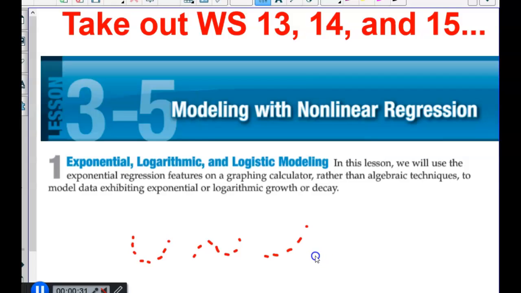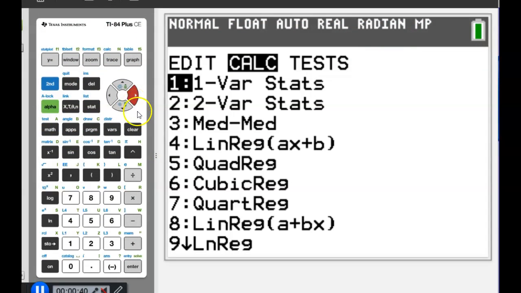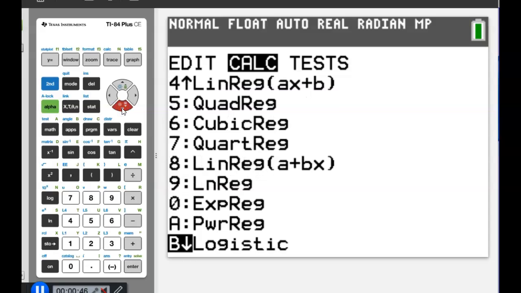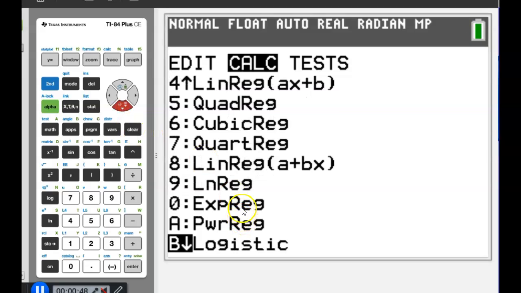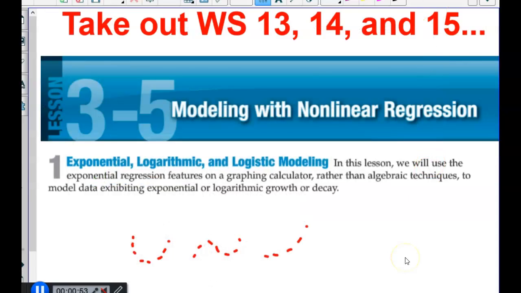Do you remember we explored all those different places under the regression menu, which was stat, right arrow, and there was all these things: quadratic, cubic, quartic, and we did power or exponential. Okay, today we're going to look at a couple more.